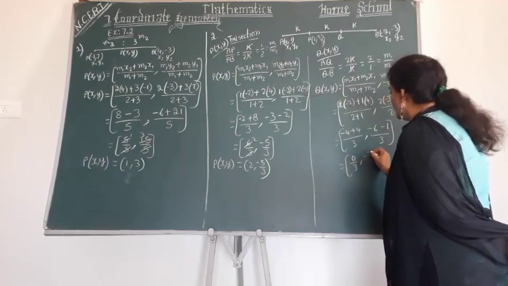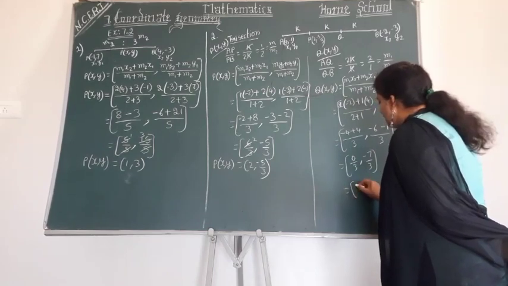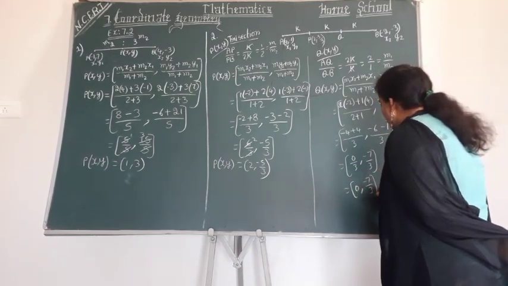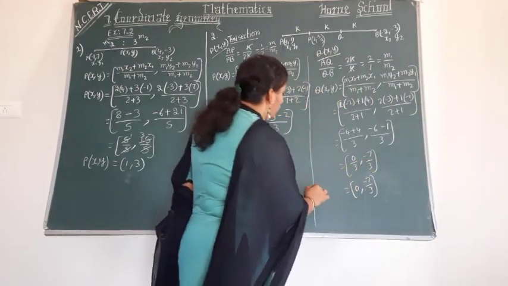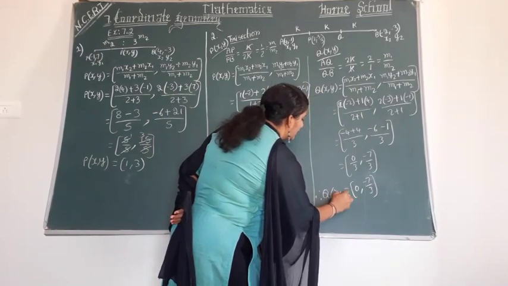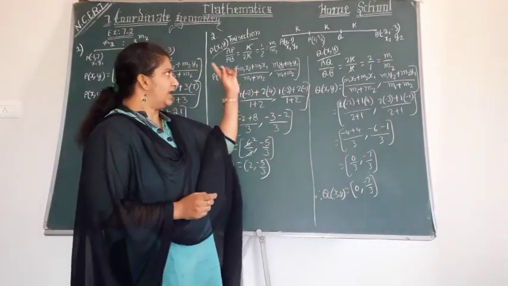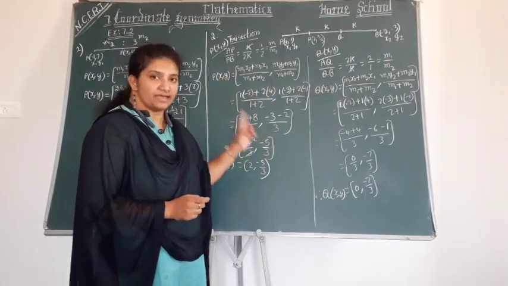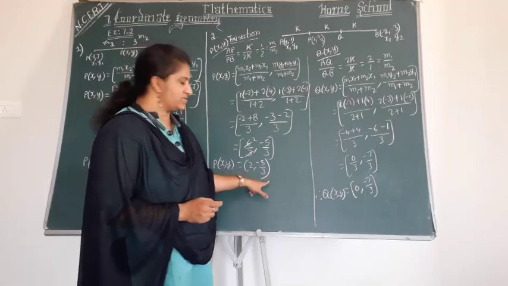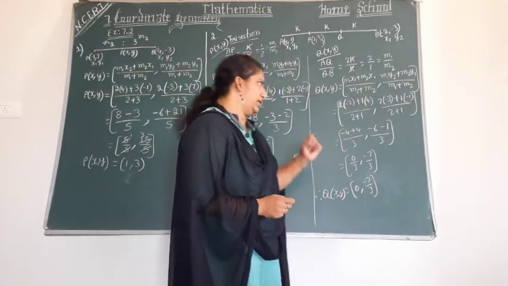3 comma minus 7 by 3. That will be 0 comma minus 7 by 3. Therefore, what is your Q coordinate here? Q coordinate is 0 comma minus 7 by 3. If a line segment AB is trisected, then the two coordinates are 2 comma minus 5 by 3 and 0 comma minus 7 by 3.